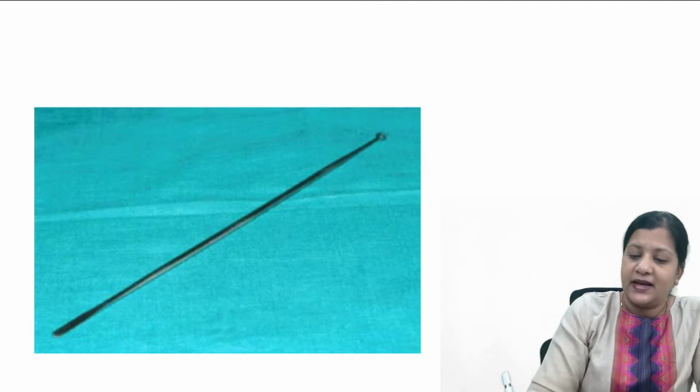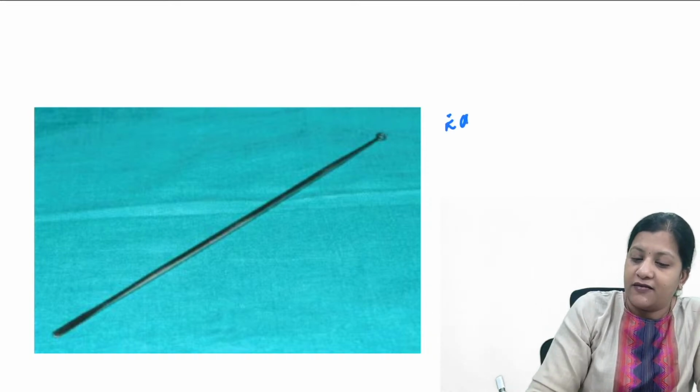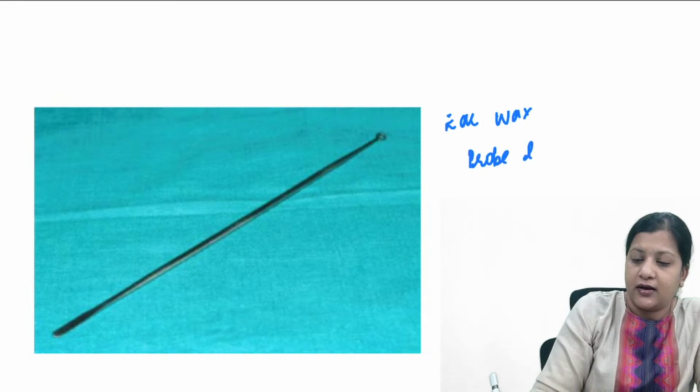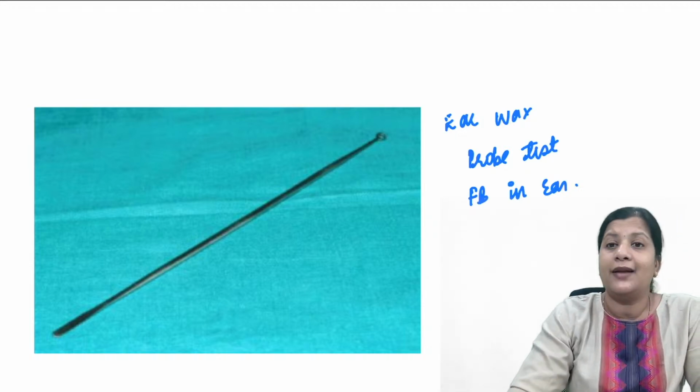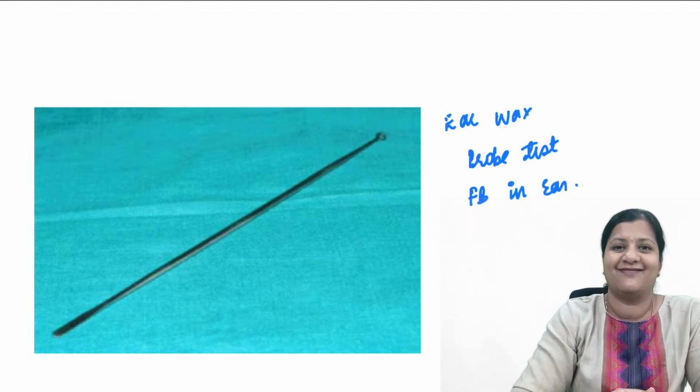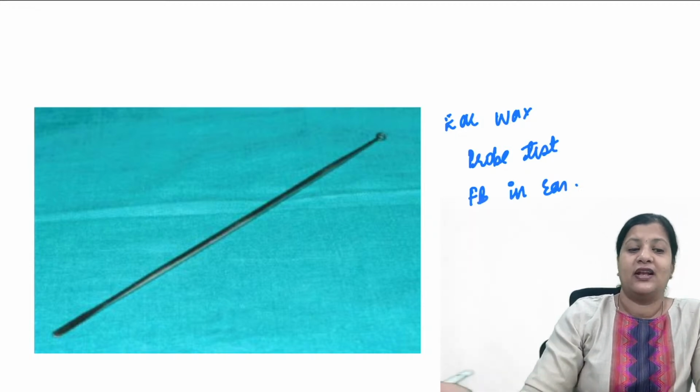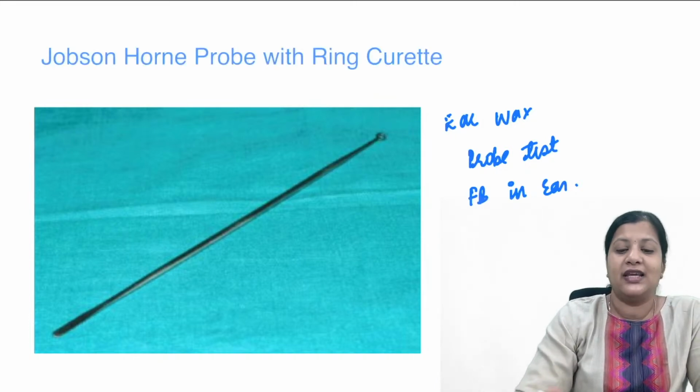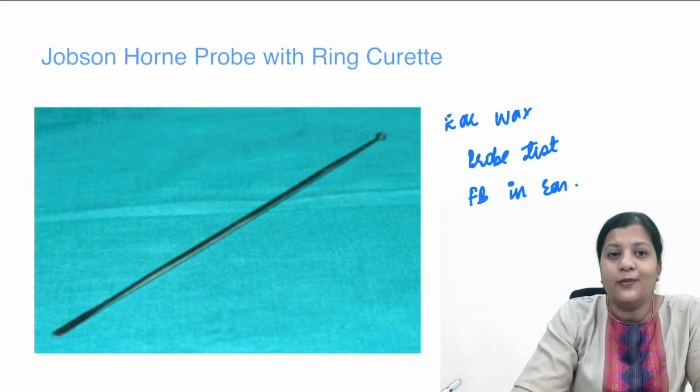This instrument basically is used to remove earwax. It is used for doing probe tests. It is sometimes used for removal of a foreign body in the ear. These are all the uses of this instrument. So can you all tell me what is the name of this instrument? The name of this instrument is the Jobson Horne probe with a ring curette.